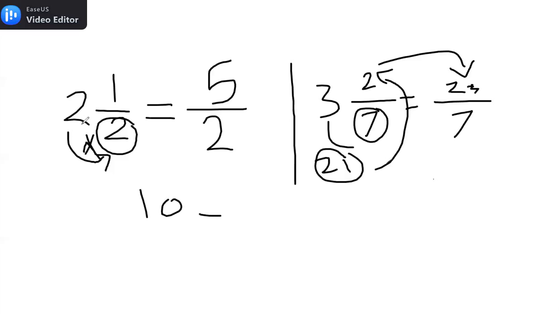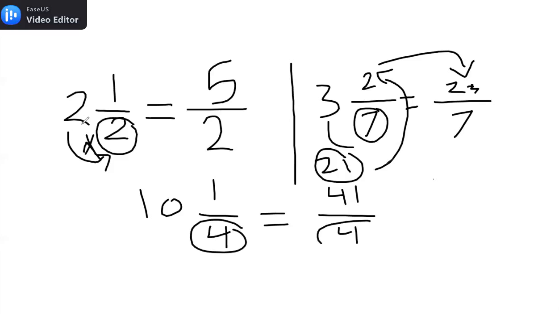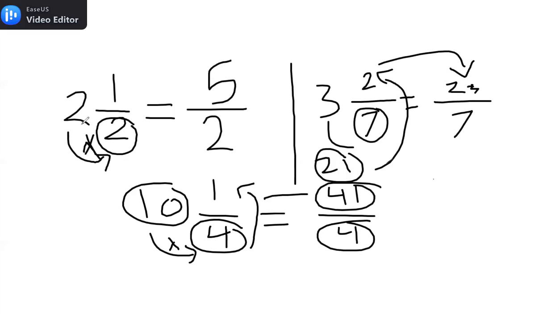10 and a quarter equals 41/4. Yes, 41/4, because we keep the denominator as it is and we multiply the whole number by the denominator and add to the numerator. So 40 plus 1 will be 41, and we can write it here.